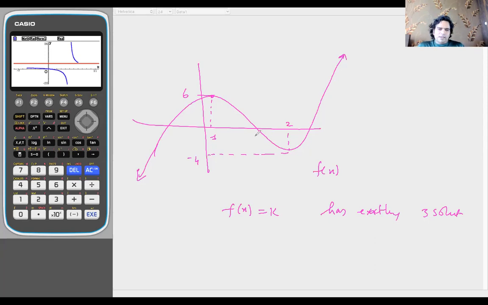So when I see that y equals k once again is a horizontal line, if I draw a horizontal line here, it does not meet the graph. If I draw at 3 points, if I draw a horizontal line here, it does not meet.